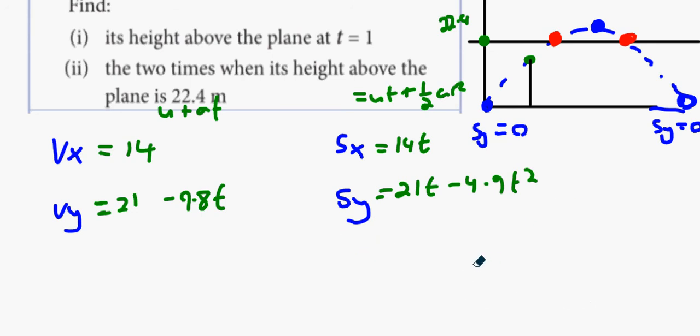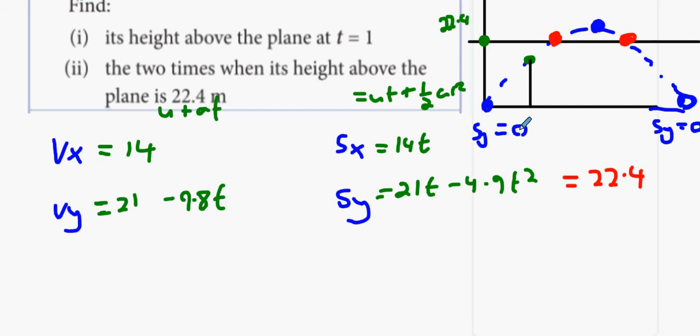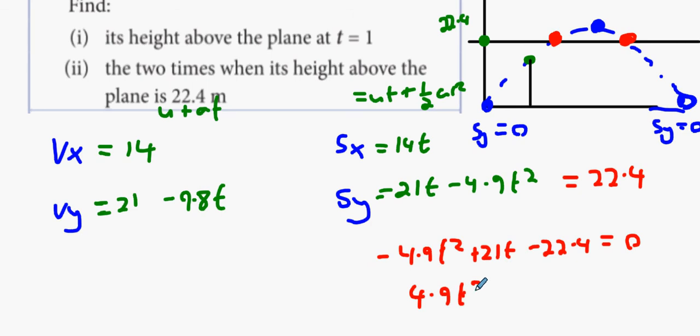Sy to be specific. And what does the Sy equal? Above the ground, doesn't it? Out of interest, can 22.4 be divided by 4.9? Not worth it. Alright, we'll just do the minus b formula in a second. So we get minus 4.9t squared plus 21t minus 22.4. You can multiply both sides by negative if you want.